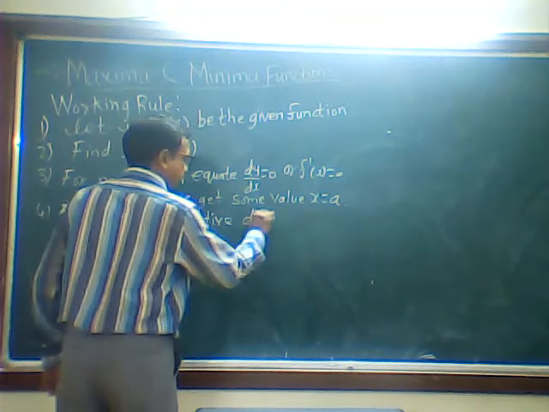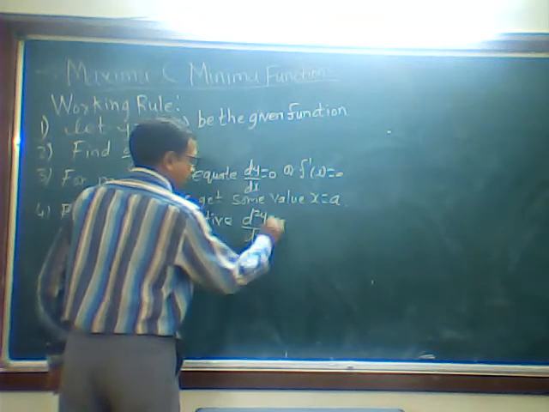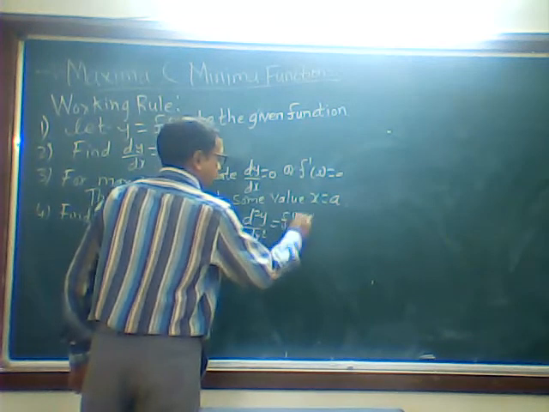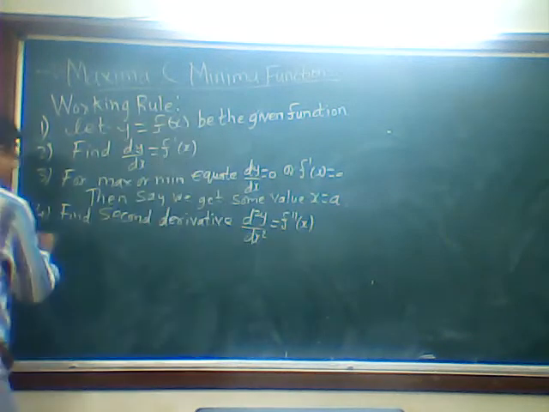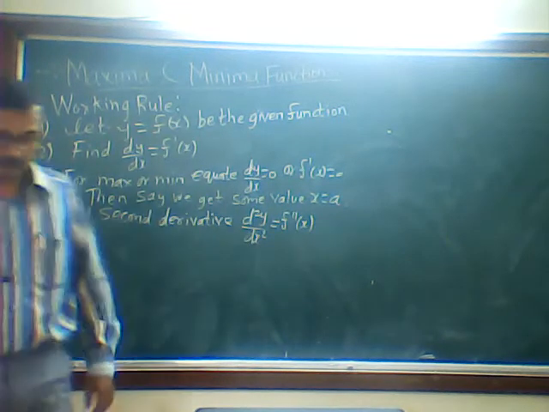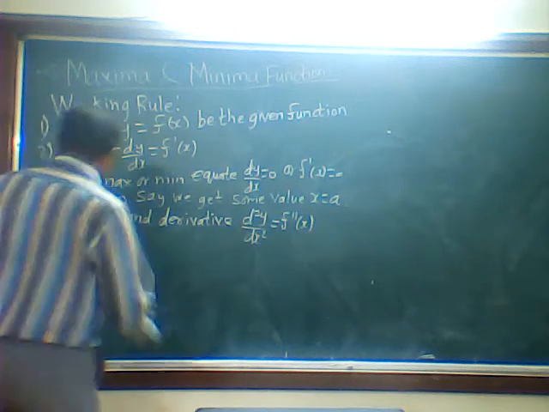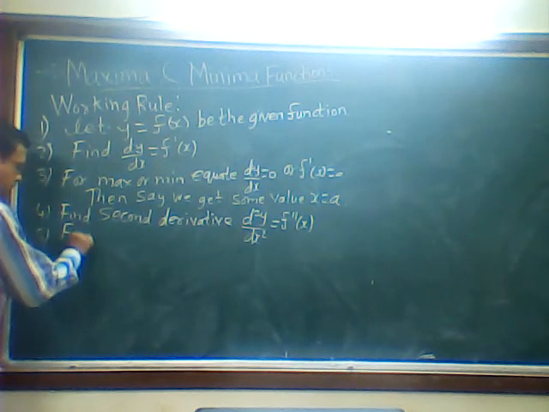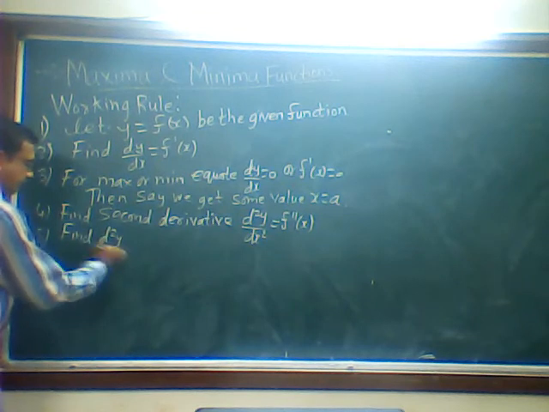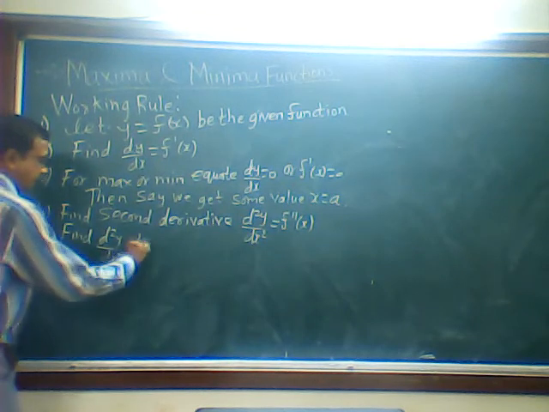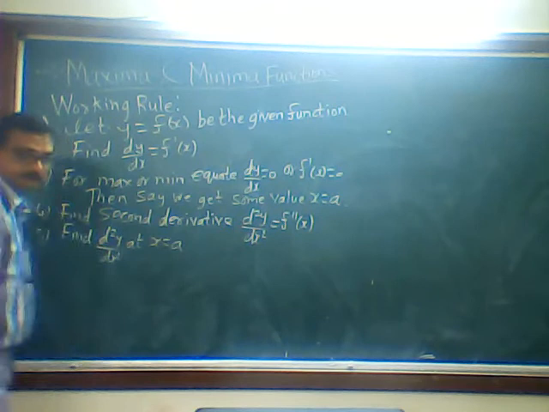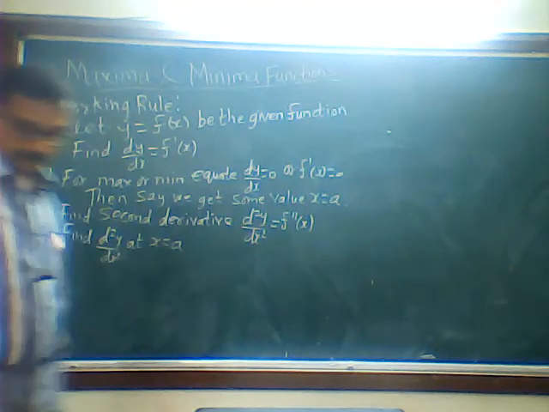Find the second derivative, d square y by dx square, which is equal to f double dash of x. Then fifth, we will find the value at x is equal to a. Find d square y by dx square at x is equal to a.